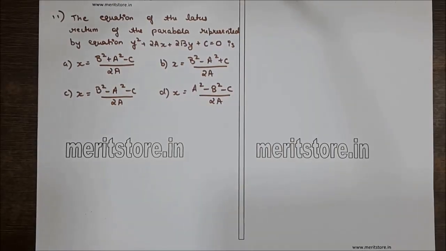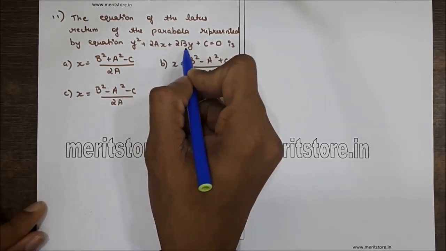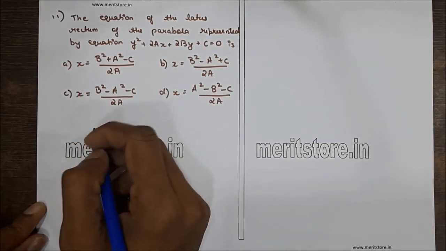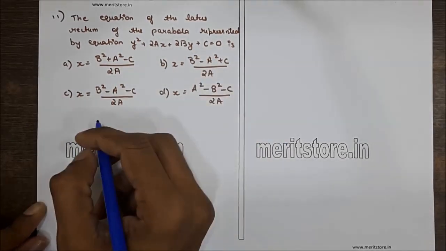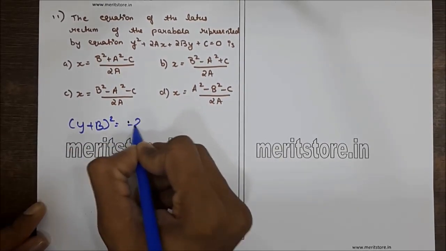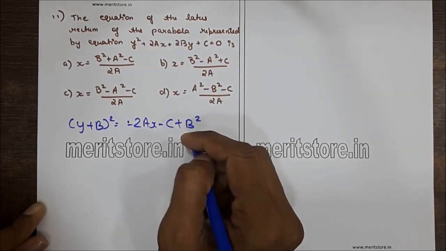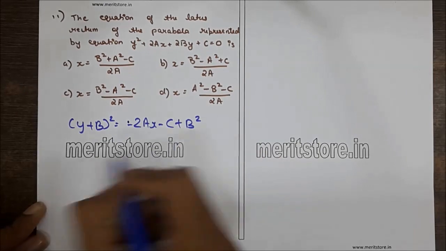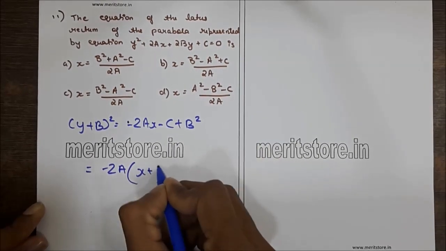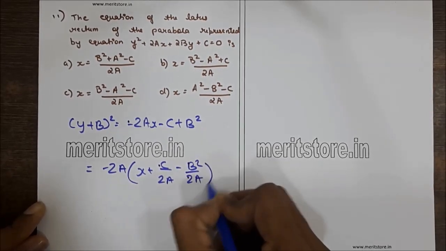Question 11. The equation of latus rectum of a parabola represented by the equation y square plus 2ax plus 2by plus c is equal to 0. We have four options given. We make a fine adjustment in the equation. We can write that as y plus b the whole square equal to minus 2ax minus c plus b square. We can write this as equal to minus 2a times x plus c upon 2a minus b square upon 2a.